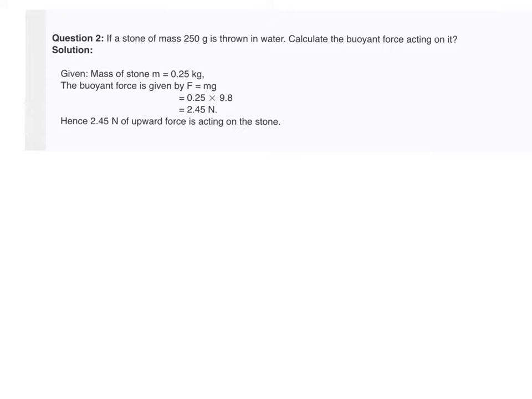If a stone of mass 250 grams is thrown into the water, calculate the buoyant force acting on it. Well, let's start off with what we're given. We're given the mass of the stone as being 0.25 kilograms. Now we did convert the grams to kilograms. And the buoyant force is given as force equals mass times the acceleration due to gravity. So we have our mass as 0.25 kilograms, our acceleration due to gravity as 9.8. We do the math and we get 2.45 newtons.